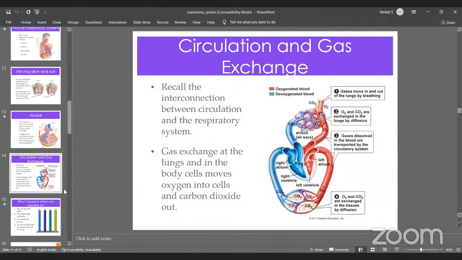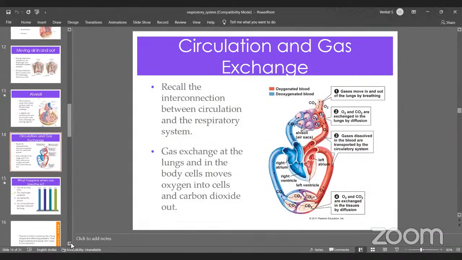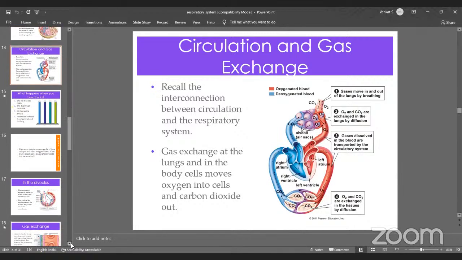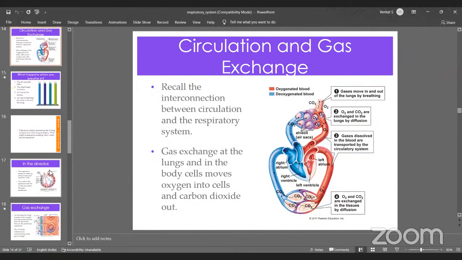Then the circulation of gases and exchanges, inwards and outwards. Oxygenated blood is red in color. Deoxygenated blood is blue in color. The blue color has carbon dioxide, and the red color has oxygen. Because of this, the colors appear blue and red.